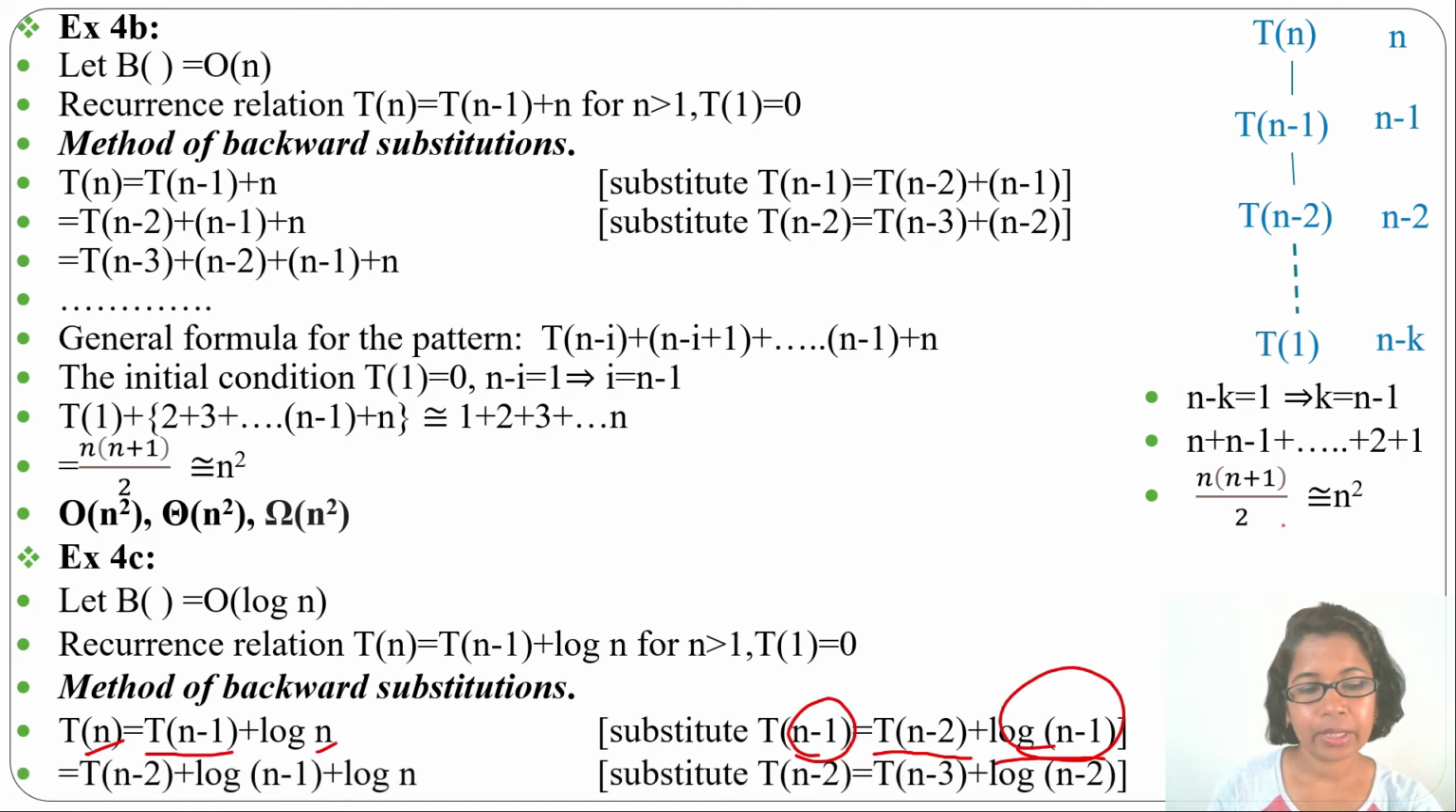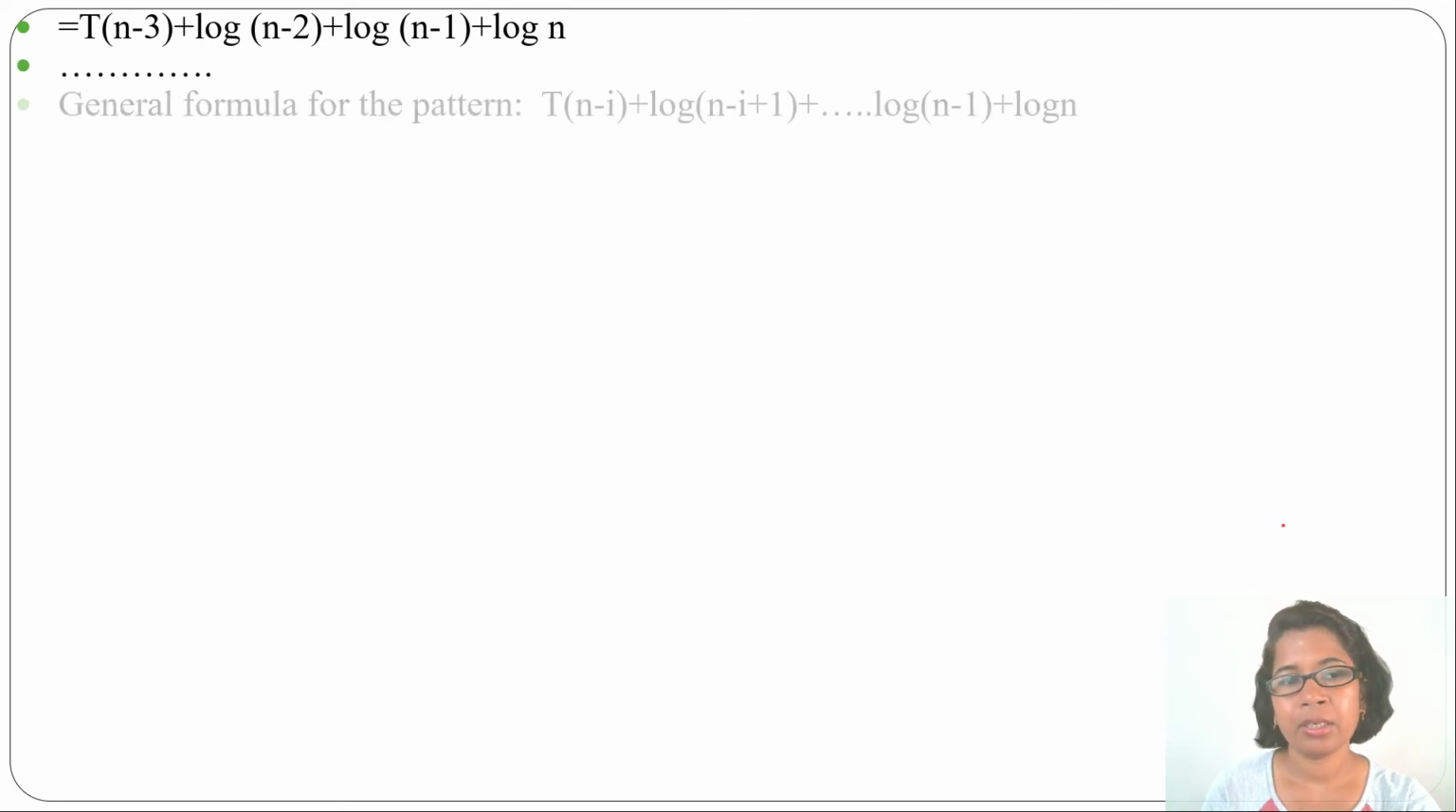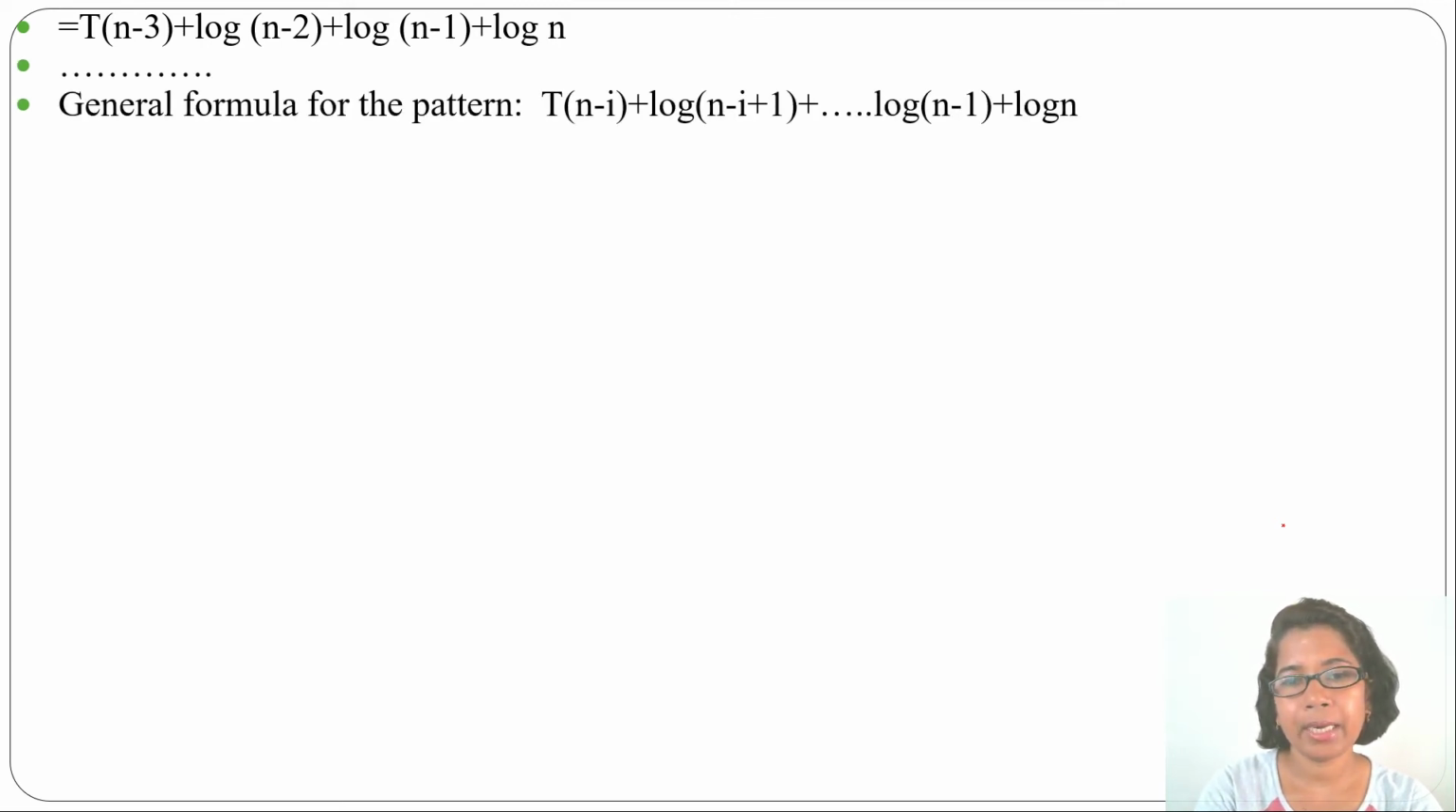Now after substitution, we will get T(n-2) plus log(n-1) plus log n. Again, in place of T(n-2), we can substitute T(n-3) plus log(n-2). After substitution, we will get T(n-3) plus log(n-2) plus log(n-1) up to log n. So now I got the general pattern. The general pattern will be T(n-i) plus log(n-i+1) up to log(n-1) plus log n. Here you can mark when it is minus 3, here it is minus 2.